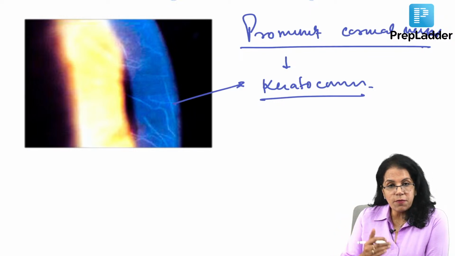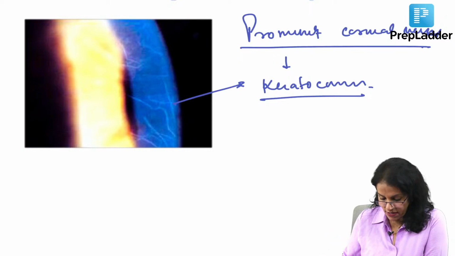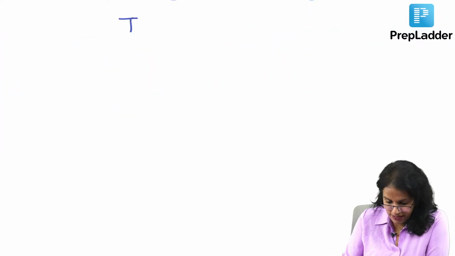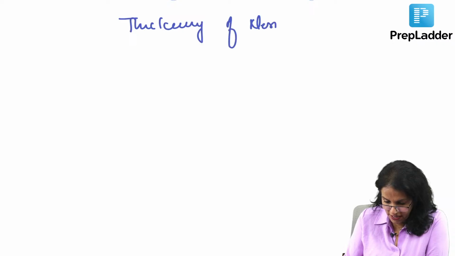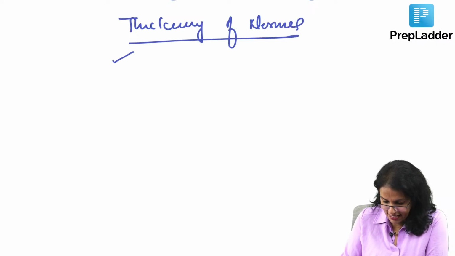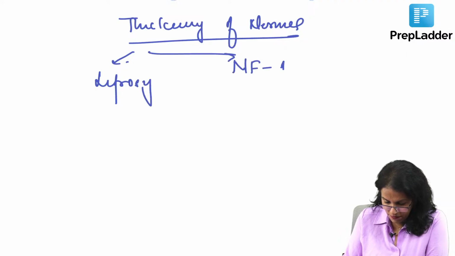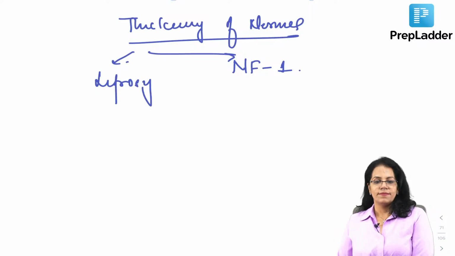But what about if the prominent corneal nerves are due to thickening of the nerves? So we will revise what are the causes of thickening of nerves. So thickening of nerves, you should not forget, is your leprosy again and NF1. These two are very important. Okay.